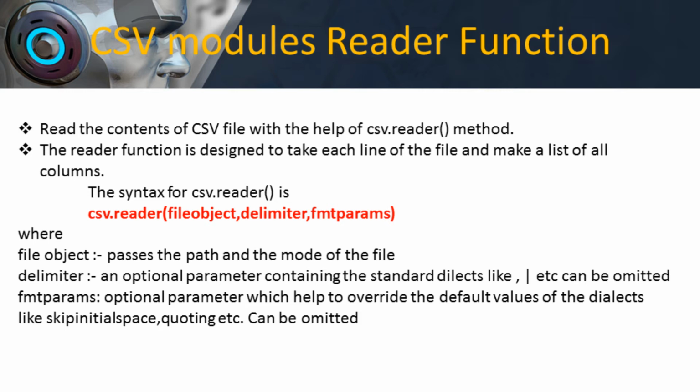Here the syntax is csv.reader(fileobject, delimiter, fmtparams), where fileobject is the file, that is the path and the mode of the file object. The next one is delimiter. Delimiter is nothing but a symbol or combination of symbols. fmtparams is an optional parameter which helps to override the default values of the dialect. Here dialect means things like skip initial space or quoting, etc. So some of these dialect parameters can be omitted.